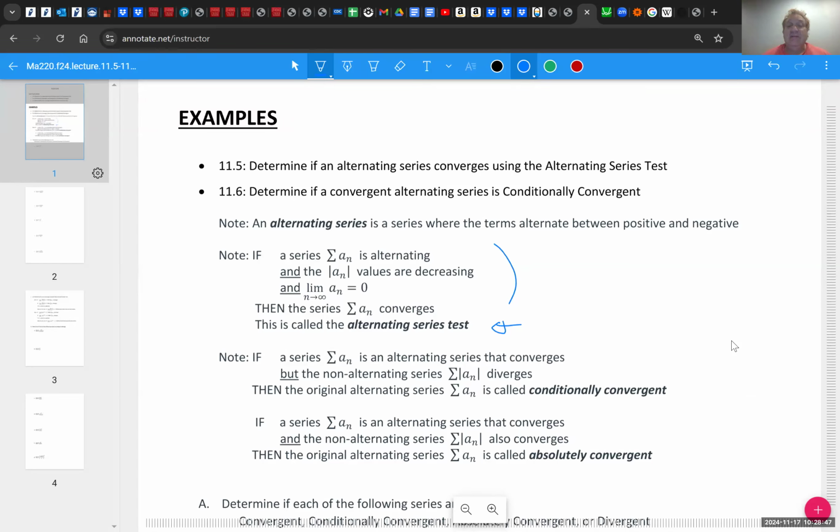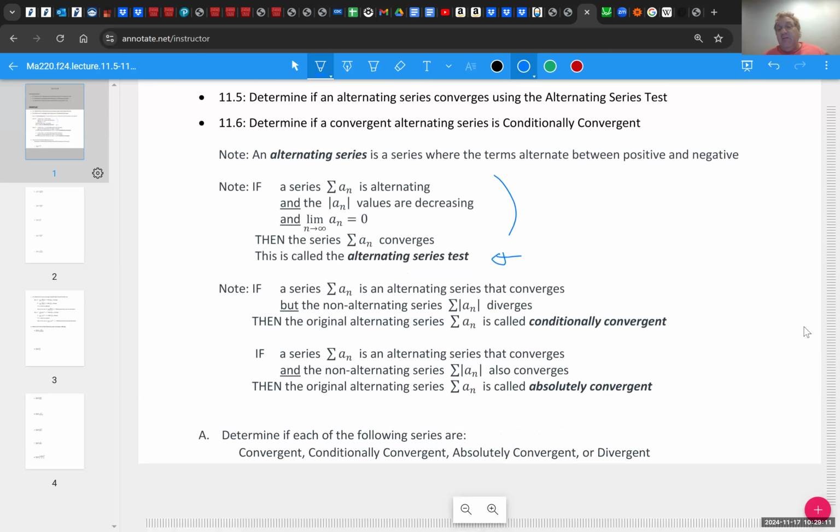So it's actually very easy to show that an alternating series converges using the alternating series test. If it's alternating, all you have to do is get rid of all the negatives, show that the values are getting smaller, and then show that the limit is equal to zero, and you know it's converging. Now, that is the answer. It converges.